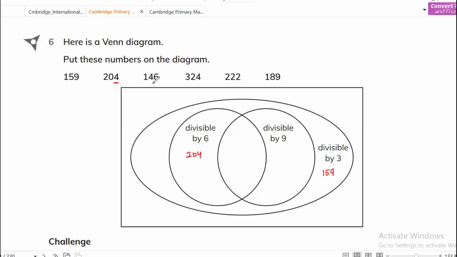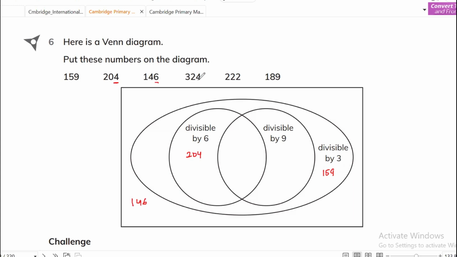And then if we check the next one, 146. So the sum of the digits is equal to what? 6 plus 1, 7. 7 plus 4, 11. So 11 is not divisible by 6, 9 or 3. So we can write 146.